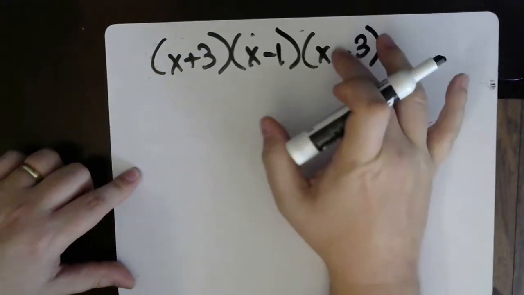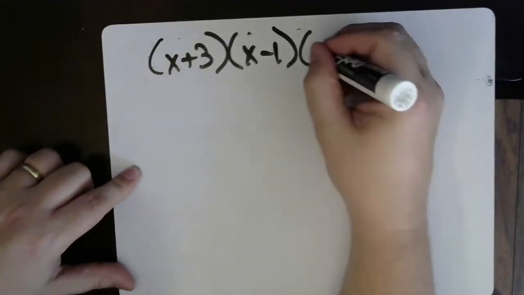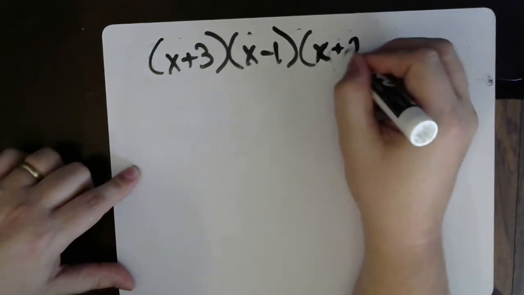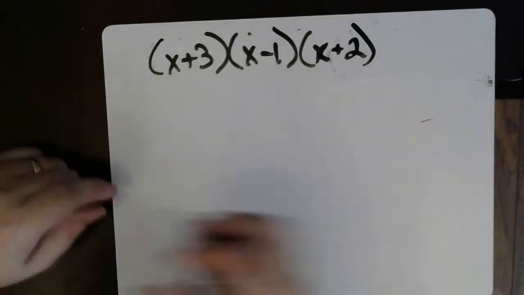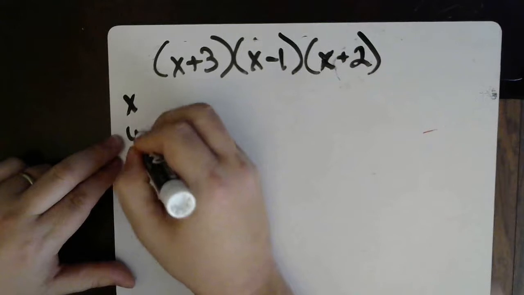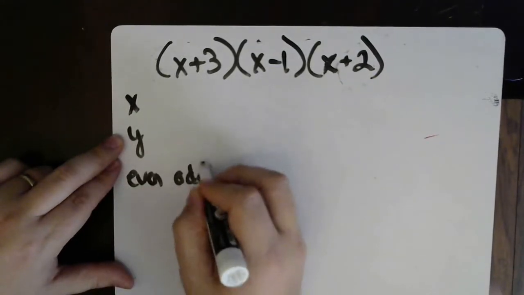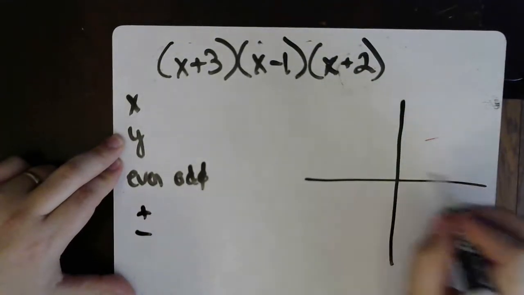No, I don't want to do 3 again. I want 3 separate answers. Oh, let's just do plus 2. I know I used it last time. I don't know why I like plus 2, but I do. All right. So let's do x-intercept or y-intercept. So even or odd, plus or negative, and then we're going to graph it.